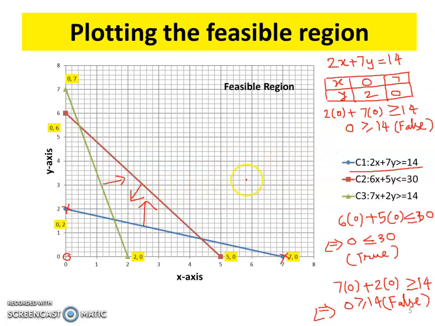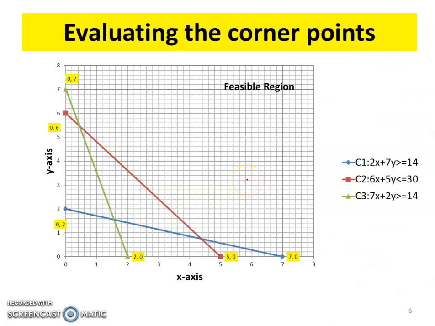Now the next thing is to find the critical points of the feasible region. So what are the critical points or corner points of the feasible region? The corner points are the points of intersection of these lines. So you see this is the intersection of the blue and green line, this is the intersection of the red and blue line, and this is the intersection of the green and red line. So we have 3 corner points of the feasible region.